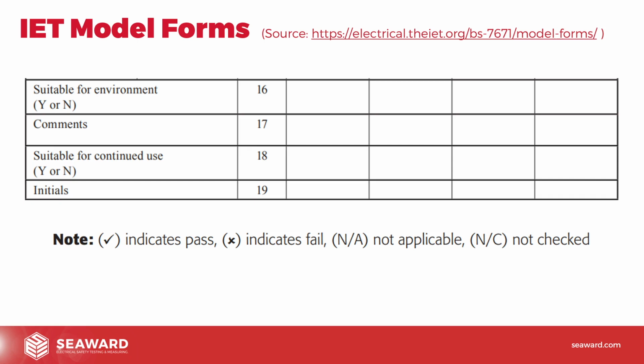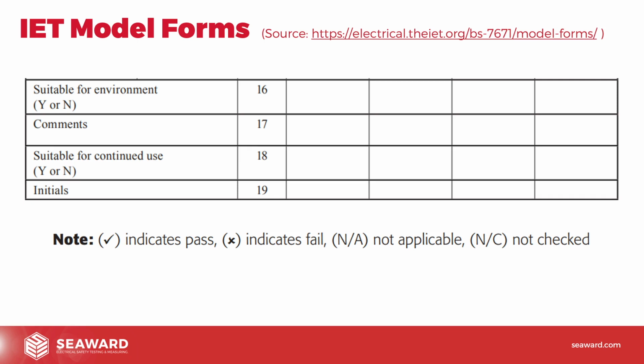Now, a bit that I've included at the bottom here, which you need to be aware of because it's quite important, is the options you've got for filling in the boxes. So quite often there'll be a few here where it says yes or no, so Y or N, you put a Y or an N. A tick indicates a pass. So if something's passed, we would put a tick. If it fails, we would put a cross.